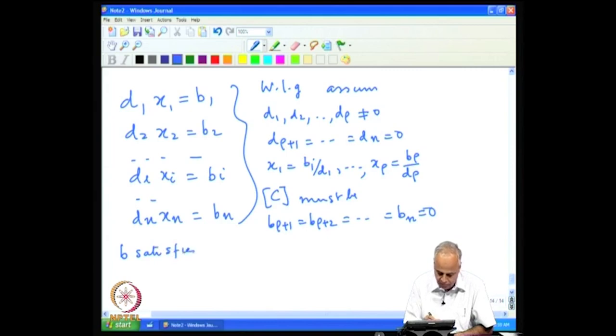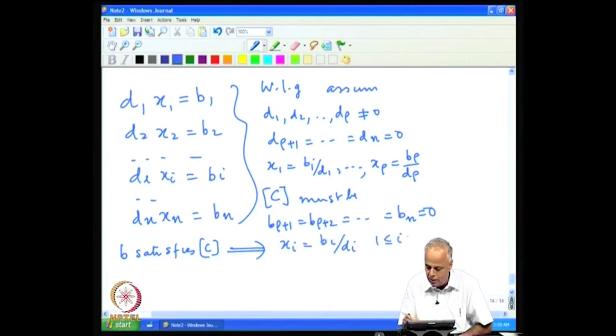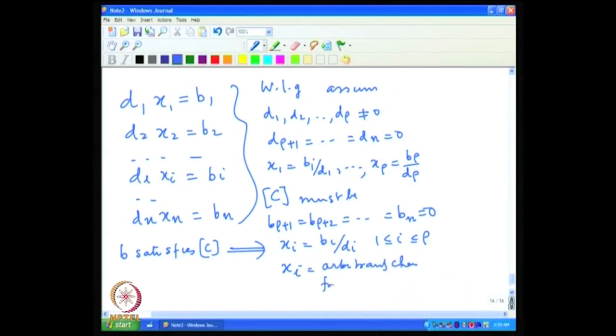Now, what do we get from this? If b satisfies this condition, what does that imply? Then for the first rho rows, the unknowns x1 is b1 by d1, x2 is b2 by d2, x rho is b rho by d rho; these are determined. And for the remaining variables, whatever value I choose, the equations only give 0 equal to 0. So, what we get is xi is given as bi by di for 1 less than or equal to i less than or equal to rho, and xi can be arbitrarily chosen for rho plus 1 less than or equal to i less than or equal to n.